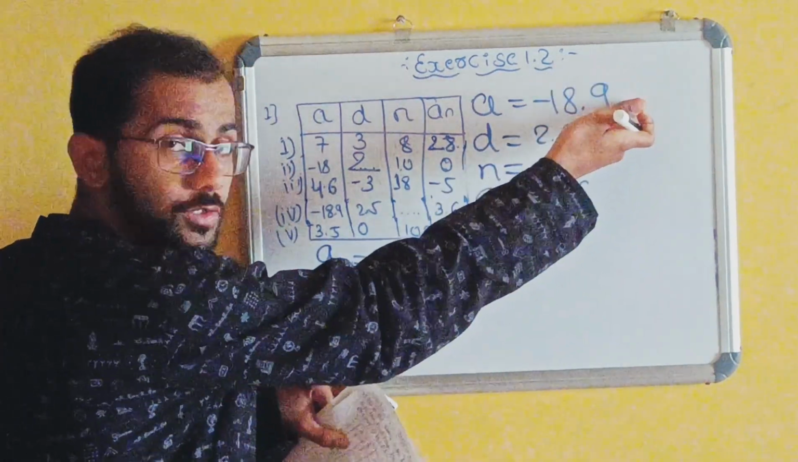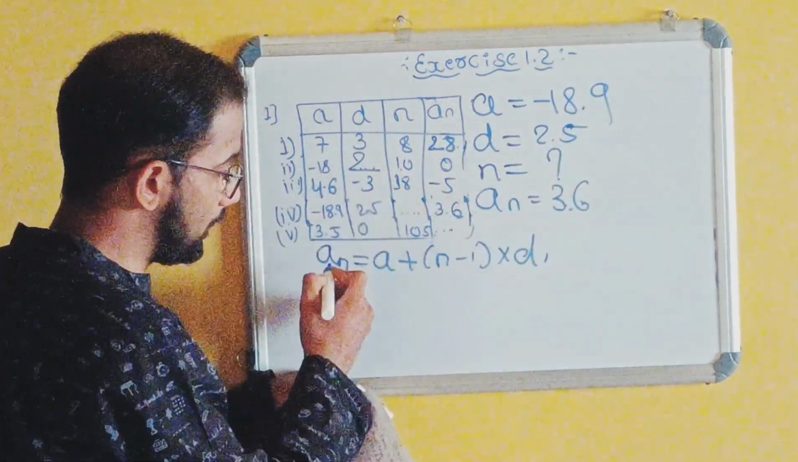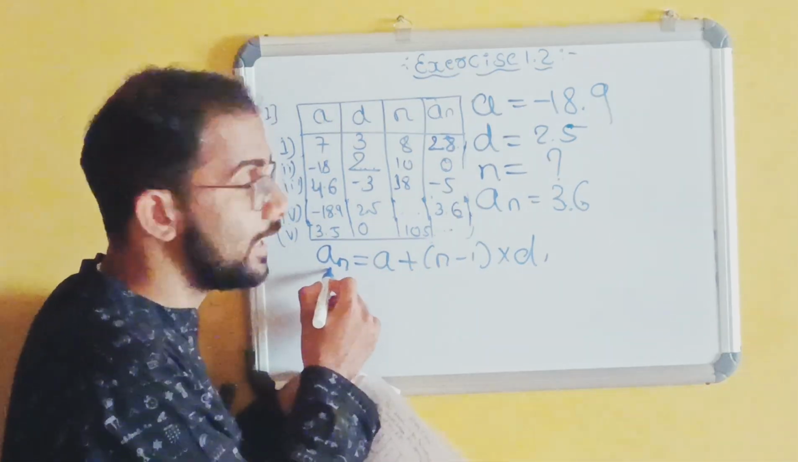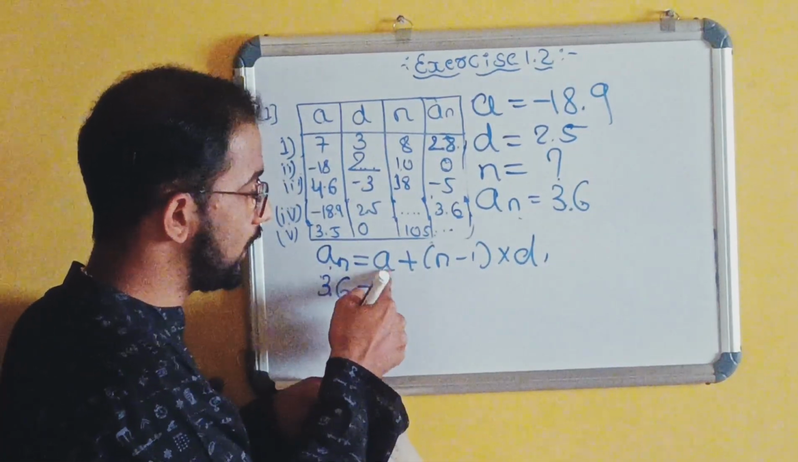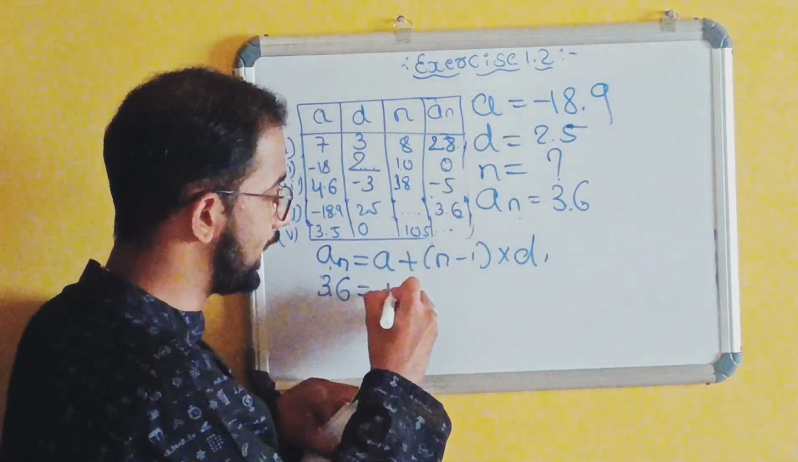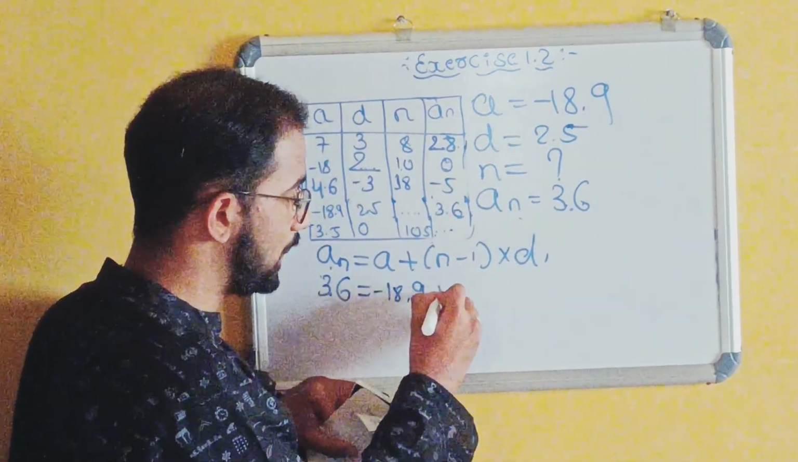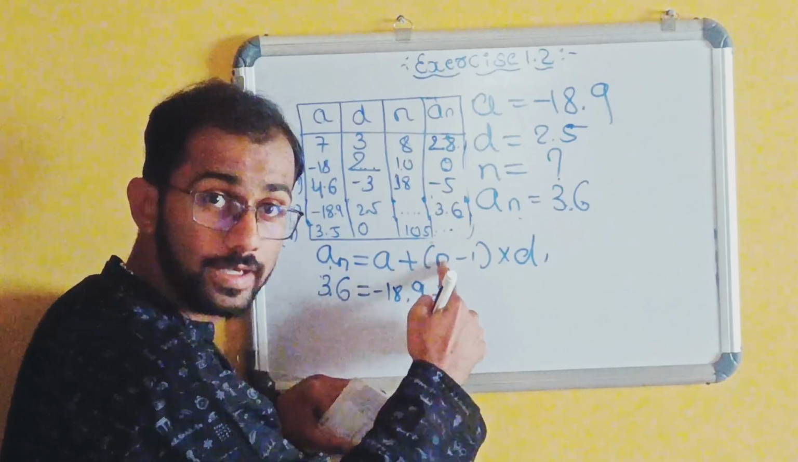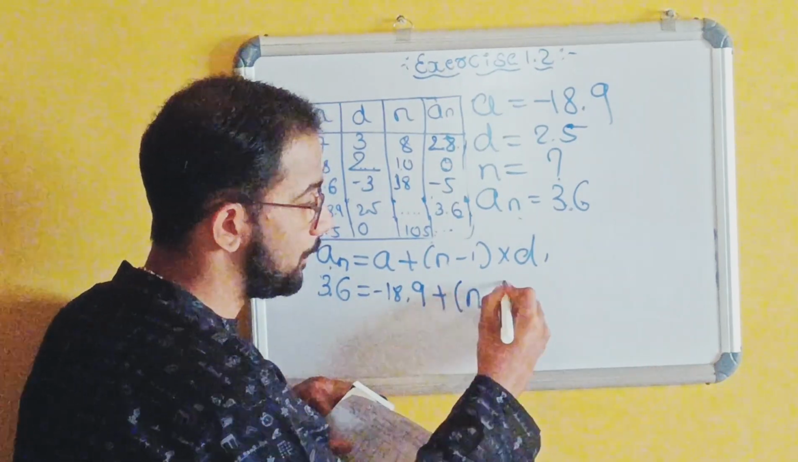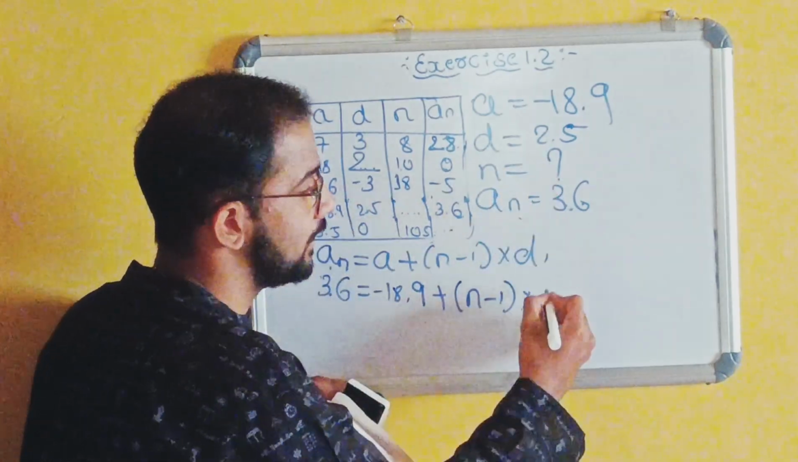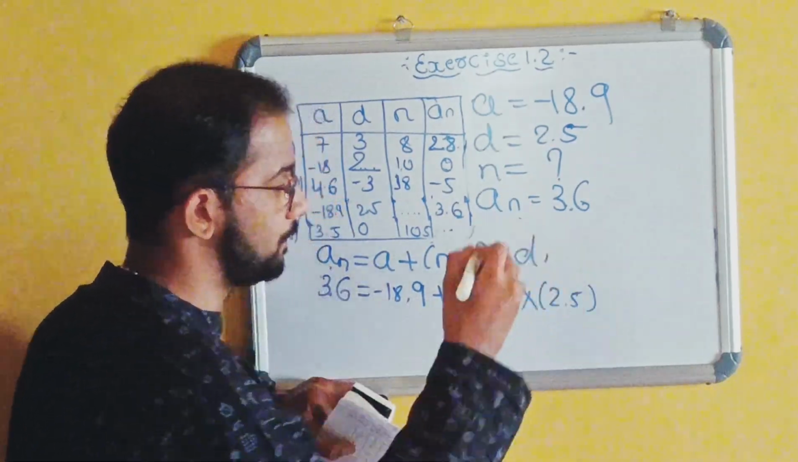Now just substitute the given data in this formula. We know the value of An as 3.6. What is the value of A? Minus 18.9, plus we don't know the value of N over here. That is the task, therefore keep it as it is. What is the B? That is 2.5.